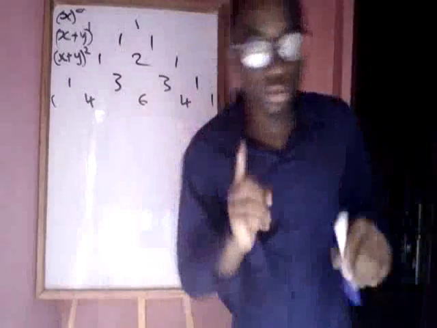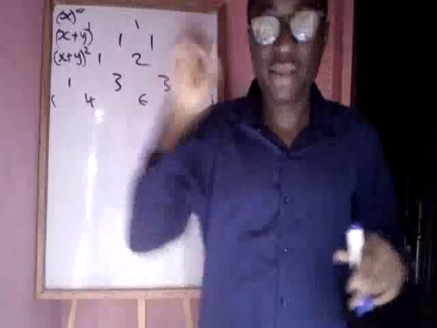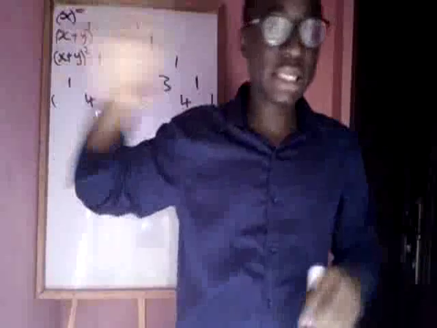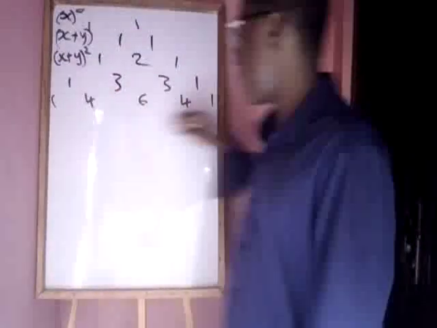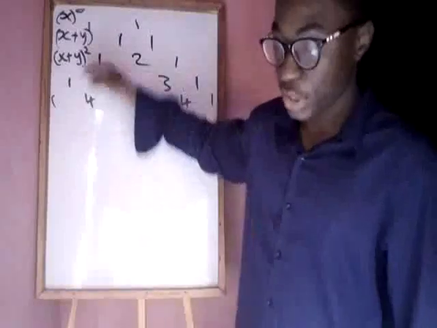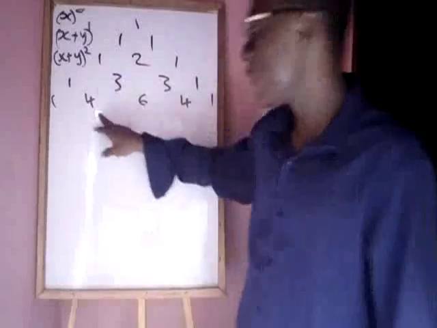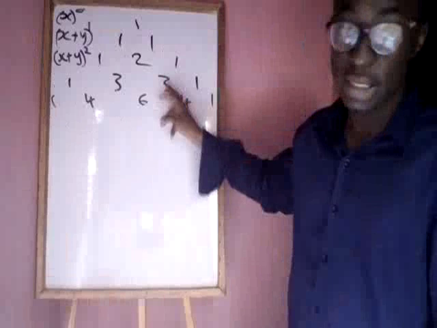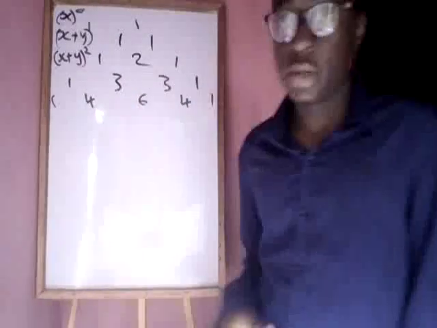I want you to note something. The numbers at the edges are always going to be 1, and the numbers in the middle are gotten from the sum of the numbers before them. For example, for 1 4 6 4 1, we put 1 at the edges, and then we look at the previous row of Pascal's triangle. The first two numbers are 1 and 3. We add them, we get 4, and we use that for our new row. Then we move to the next: 3 plus 3 is 6, and we move on to the next number, and so on and so forth. So that is how Pascal's triangle is formed.